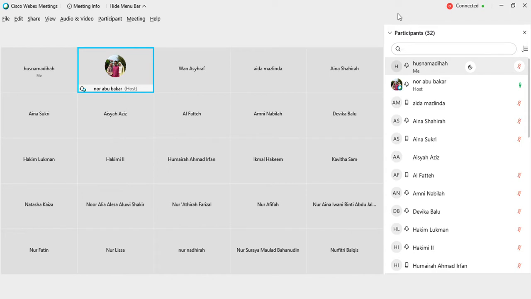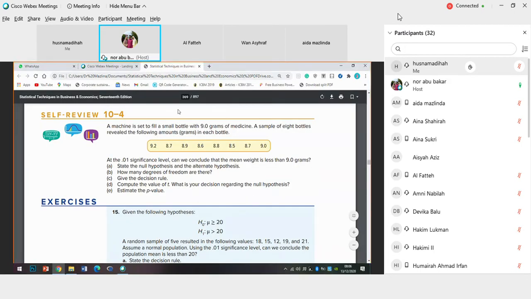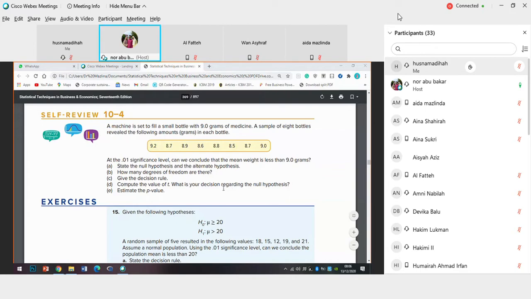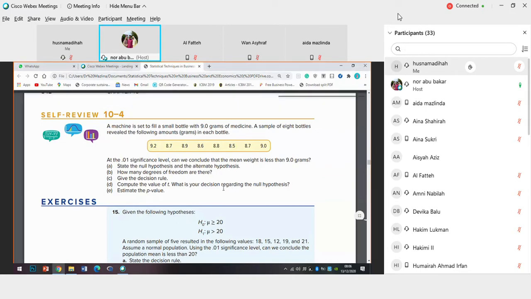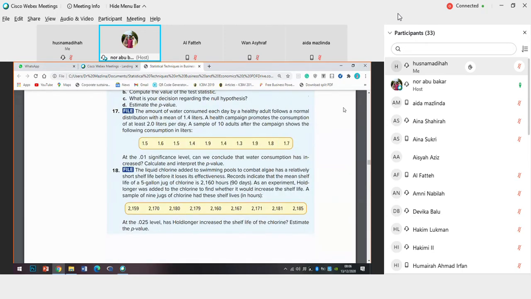chapter 10? Ada tak? Masa awak buat chapter 10 tu, ada tak awak jumpa something called p-value? Tak ada orang nak jawab? Yeah, you did, yeah? Okay. Jadi dekat mana awak jumpa p-value tu, ya?